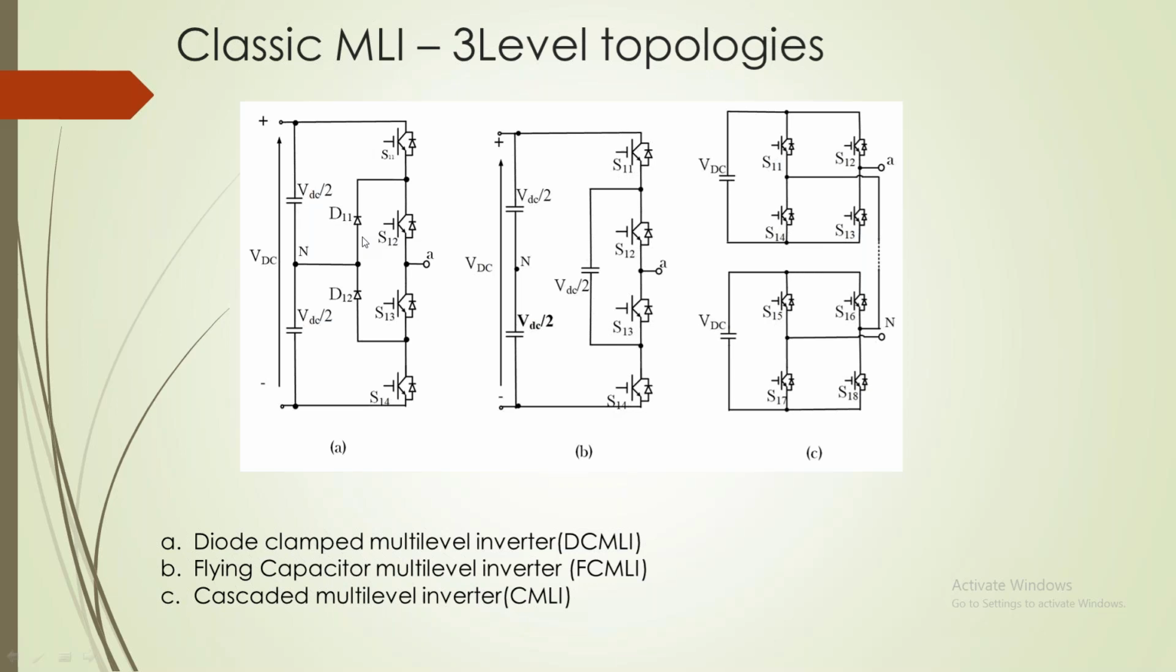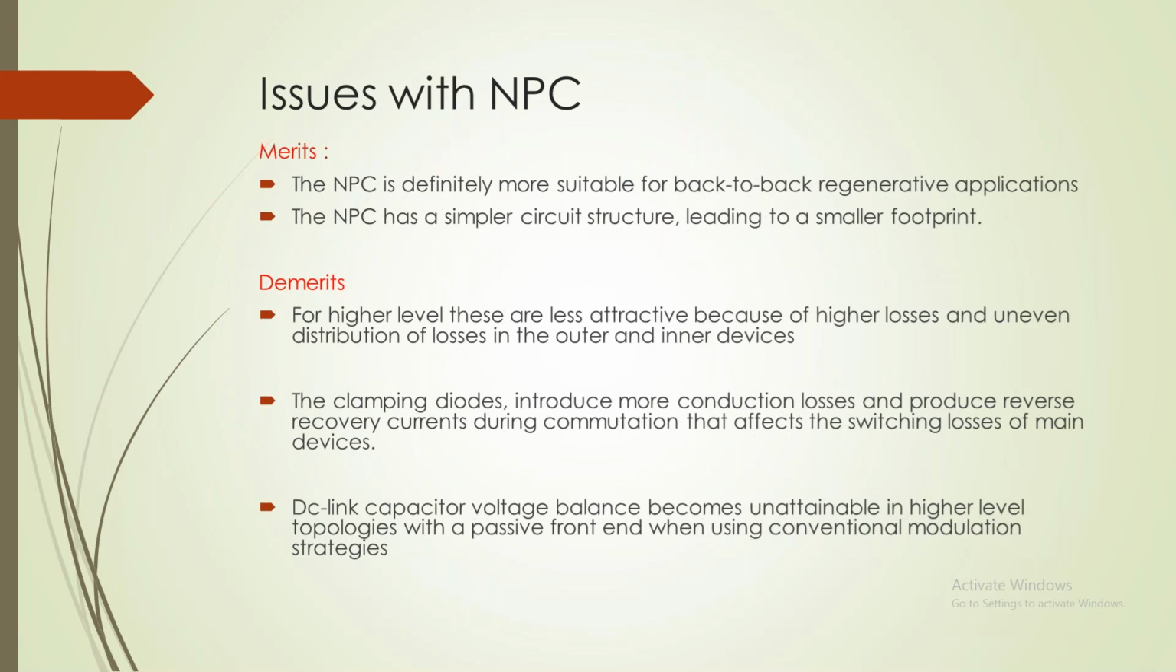Whenever the diode is turning off, it will take extra current, reverse recovery current, during reverse recovery time. That current is going to get added to the load current, and it's going to create overload on the main switch and more conduction losses. So that is another drawback of the diode clamp multilevel inverter, right? So this has to be overcome.